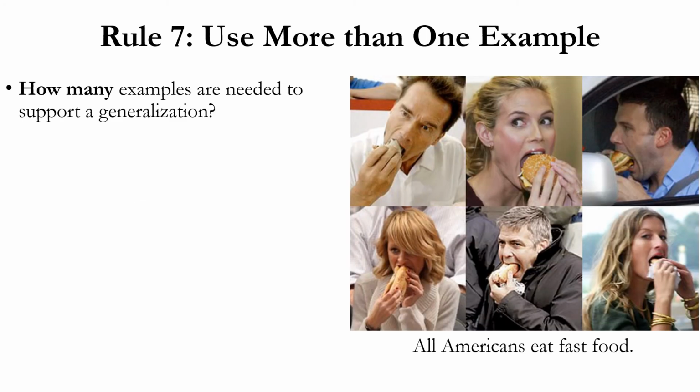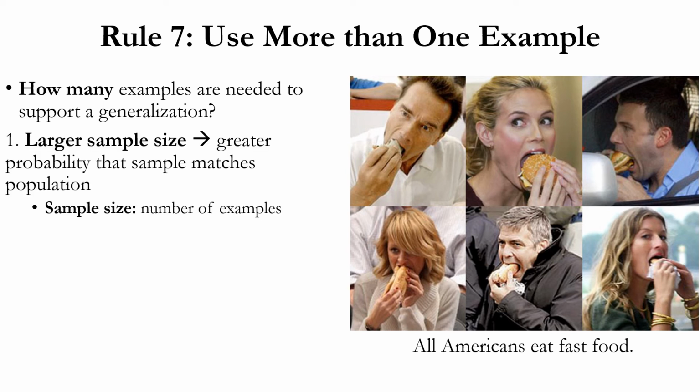Rule 7 says use more than one example, but this is somewhat vague. How many examples do we need to support a generalization adequately? Take as an example the generalization, all Americans eat fast food. How many examples would we need to support that generalization? The answer is it depends. There really is no single answer to this question, but there are several factors that determine how many examples are needed to increase the probability that a generalization is true based on those examples. We'll examine each of those factors in turn.